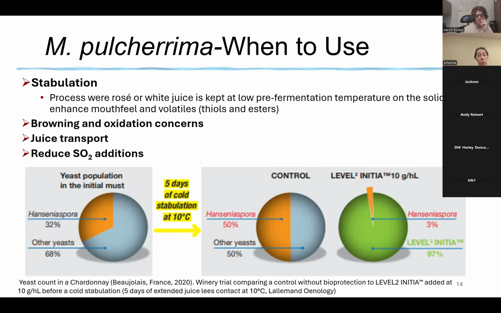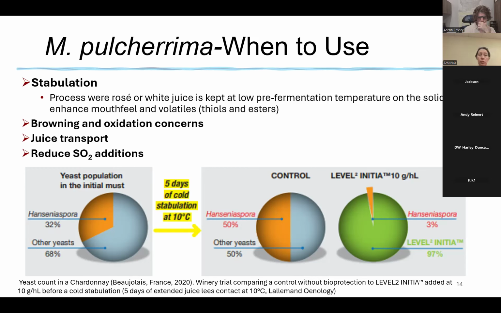I think it sounds really cool though, as a method. It's used a lot in France apparently for rosé production, but it's a process where either rosés or white juice is kept at low pre-fermentation temperatures. So think like 30 degrees and kept on the solids to really bring out the mouthfeel and those thiols and esters prior to the beginning of fermentation. So you want to get all the good stuff out without the risk of a fermentation happening. So that's why this strain of pulcherrima can be used.